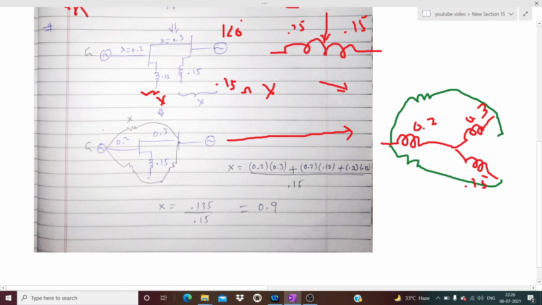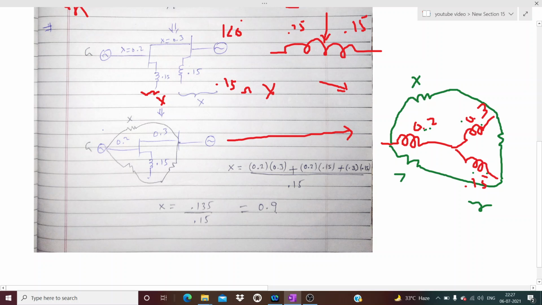This one, and this one. Simply, the red one is the star connection and the green one is the delta connection of this network. Now the value of x will be given as this summation, plus the multiplication of this and this, plus the multiplication of this and this, plus the multiplication of this and this, divided by its opposite. Okay, so this is what is written, this is what x is.